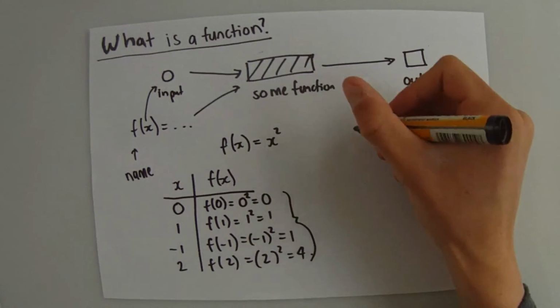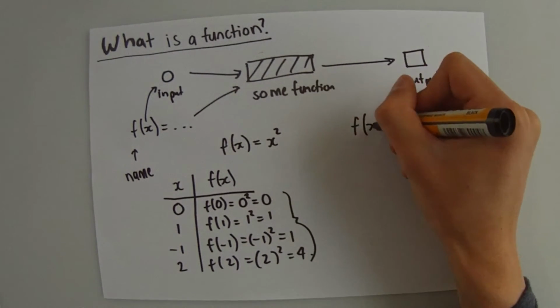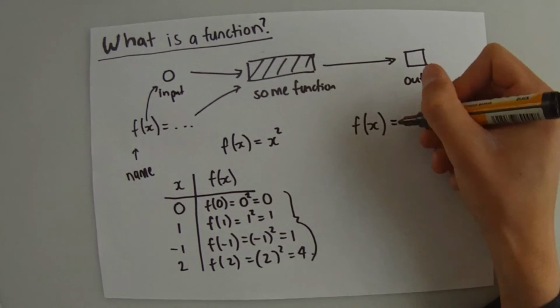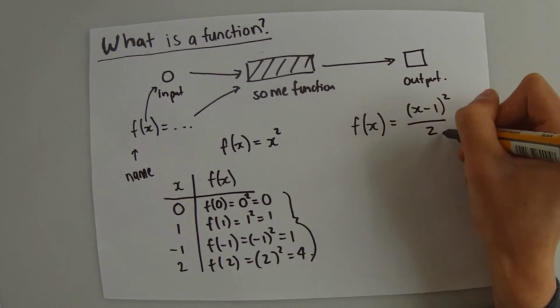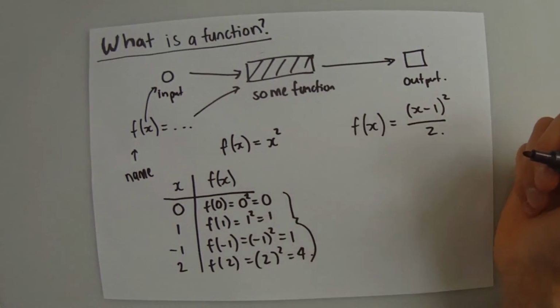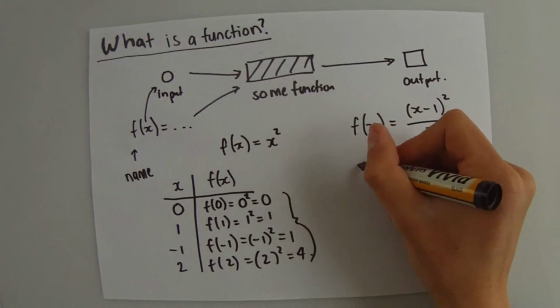We can do another example: f of x equal to (x minus 1) squared divided by 2. This one's a bit more complicated, but you still just use the same process.